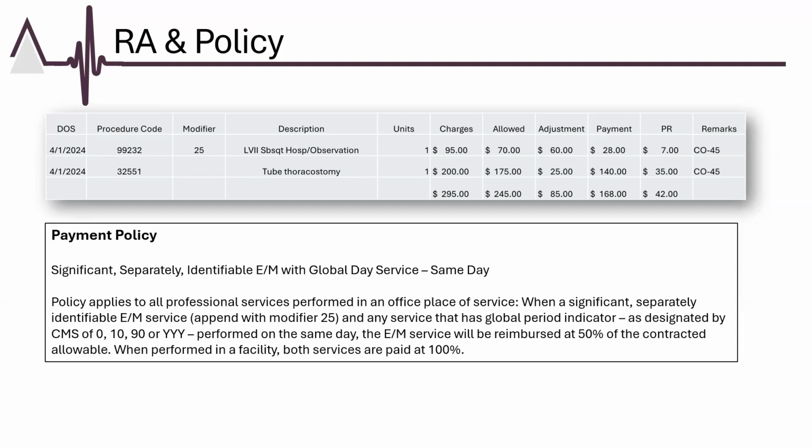Reviewing the remittance advice, the first listed procedure is 99232. This E&M is used when the place of service is inpatient or observation. Since this procedure code is telling us that this is used for a facility, we can refer to the payment policy, which notes that facilities are paid at 100%. This claim is therefore paid incorrectly, and both services should have been paid at 100%.